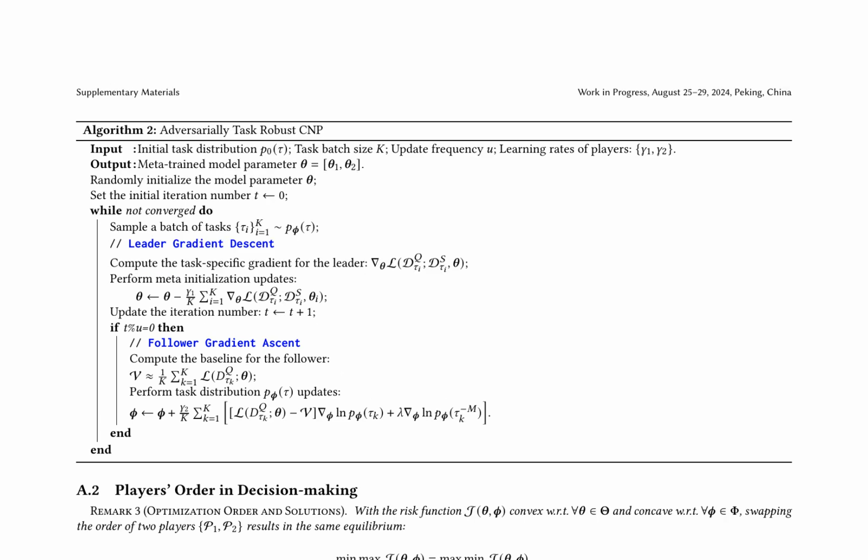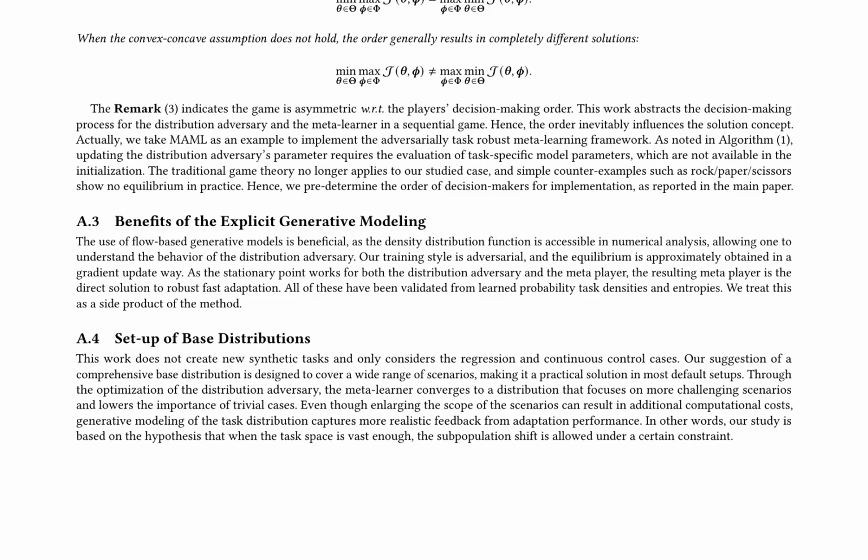The adversarially task-robust CNP algorithm employs a leader-follower structure for meta-learning, enabling fast adaptation. The leader updates parameters via gradient descent, while the follower adjusts the task distribution through gradient ascent. This sequential game involves the distribution adversary and the meta-learner, influencing the solution concept. Flow-based generative models facilitate understanding the adversary's behavior and achieving an approximate equilibrium in gradient updates.